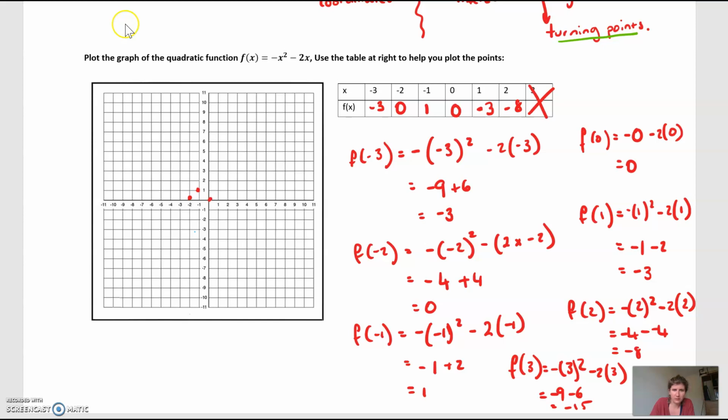Okay, there are our intercepts. We have (1, -3) and (-3, -3). And we also have (2, -8), and I'll put that one too. And then we're just going to join up the points. And voila, there we go, there's our plotted graph.